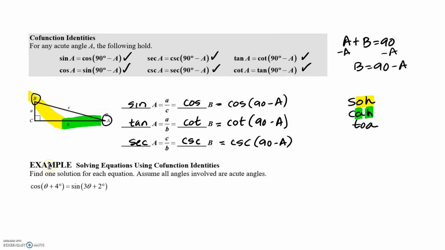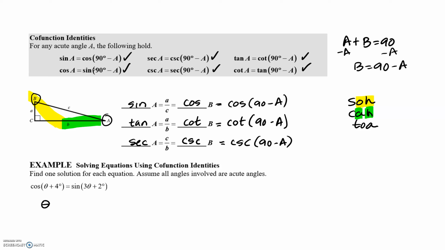So finally, let's do an example of solving equations using cofunction identities. Find one solution for each equation. Assume all angles are acute. So we have cosine of theta plus 4 degrees equals sine of 3 theta plus 2 degrees. And we know these are cofunctions of each other. So we know that they must add up to 90.